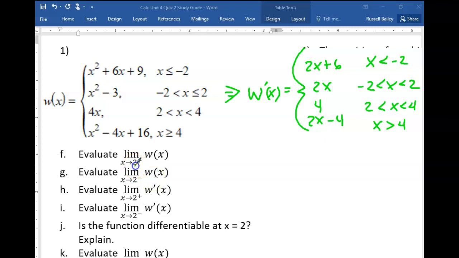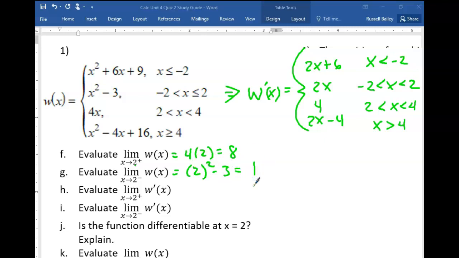If I'm approaching 2 from the right, that means I'm coming at 2 from values greater than 2, which would be here. And so that's for 4x. So that would be 8. If I'm approaching 2 from the left, and I'm coming at values of 2 that are less than 2, which would be this piece here. And that gives me 1.